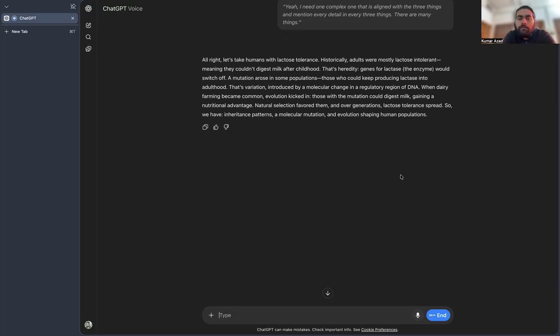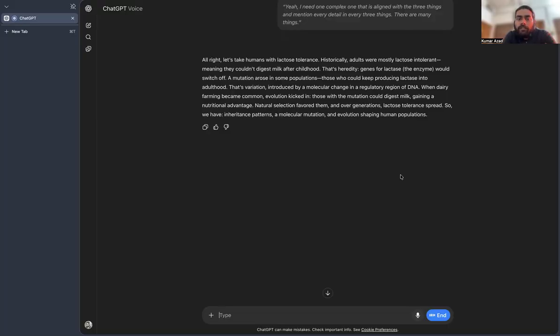So, you're taking the example of lactose tolerance. Adults were mostly lactose intolerant, meaning they could not digest milk after childhood. That's the heredity, and the gene for lactase, the enzyme, would switch off.